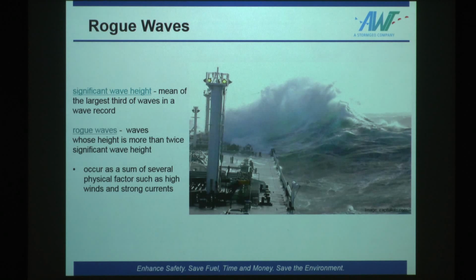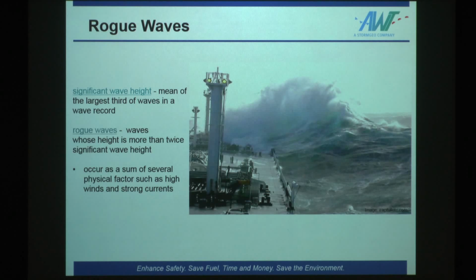So rogue waves are not necessarily the highest waves that we find at sea, but they are unusually high waves for a given sea state. So that's the reason why they are really dangerous to vessels. And the generation process is really complicated. They occur as a sum of several different physical factors, such as high winds and strong currents.